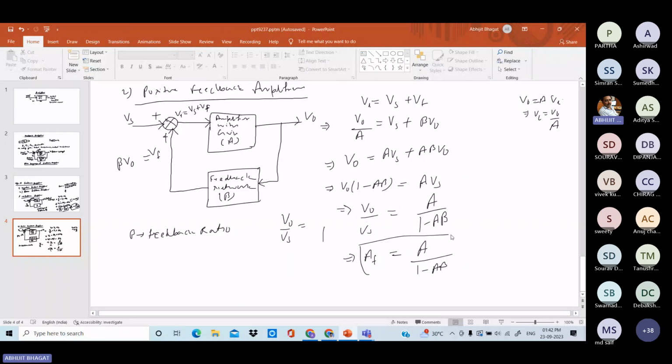So this is the gain with positive feedback. In case of negative feedback, it is 1 plus A beta. In case of positive feedback, it is 1 minus A beta. Clear? Yes, no?